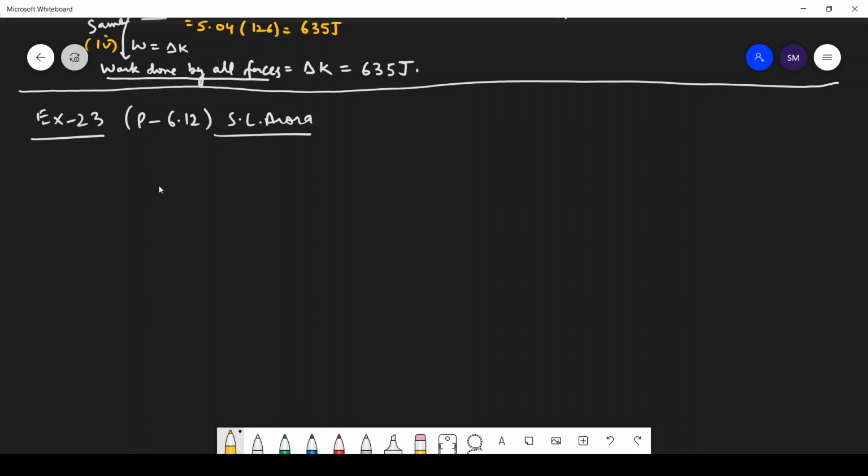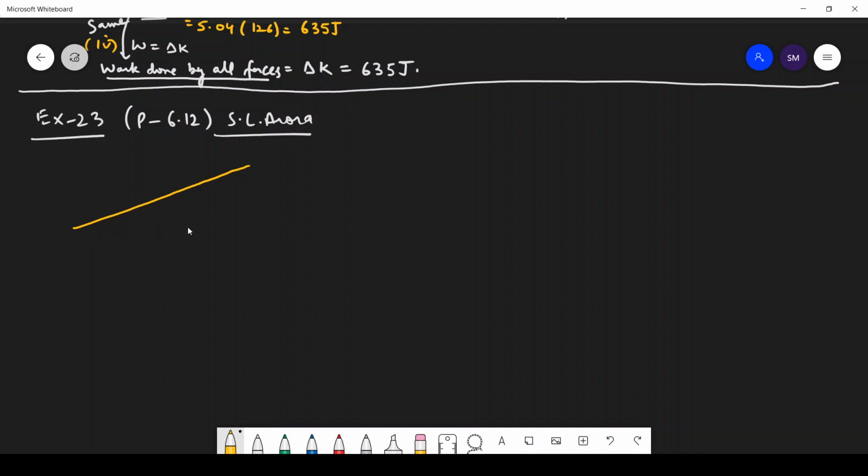What this question is about, same as the previous question, is that here also we need to find the work done by different forces, and at the end we need to find the kinetic energy of the body. But here the plane is an inclined plane.